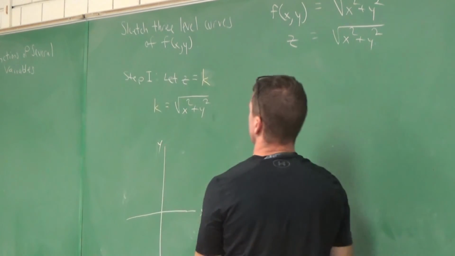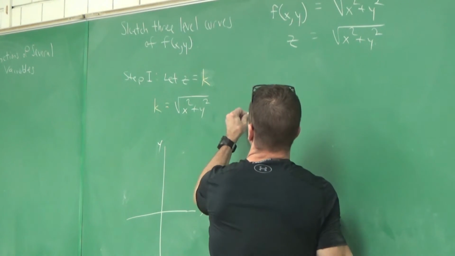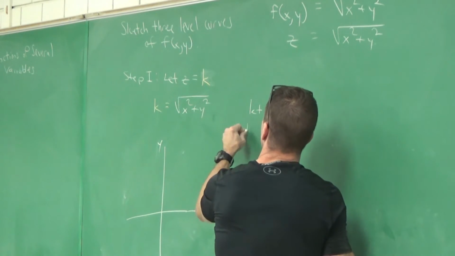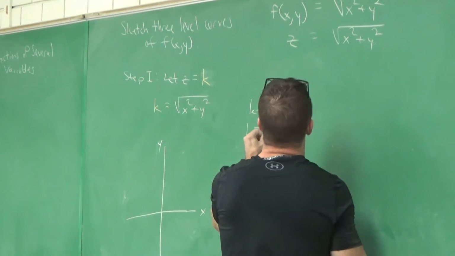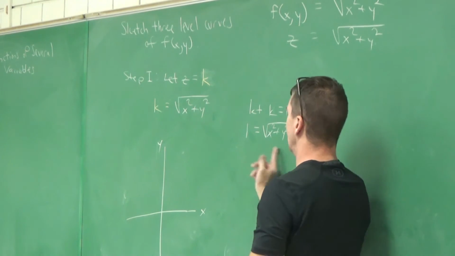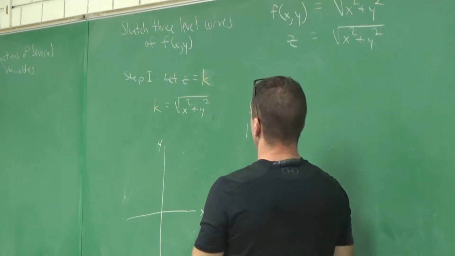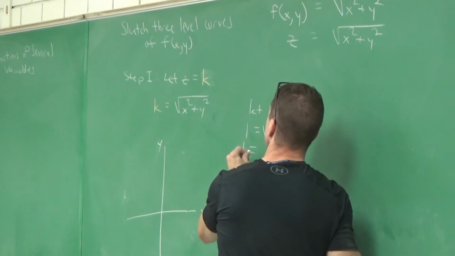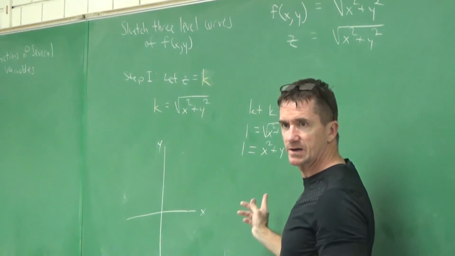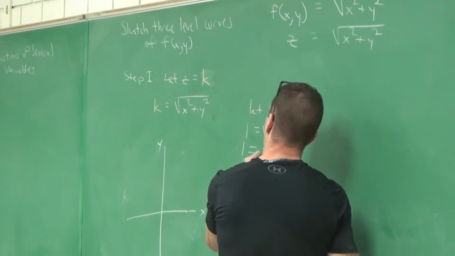For instance, what if I let k equal 1? Then what do I have? 1 equals the square root of x squared plus y squared, right? I don't know how to graph that. That's bugging me. What can I do to both sides? I square both sides, I get 1 equals x squared plus y squared, true? Do you all recognize this? You've got to recognize how you would sketch this in the xy plane. And now it's a circle.